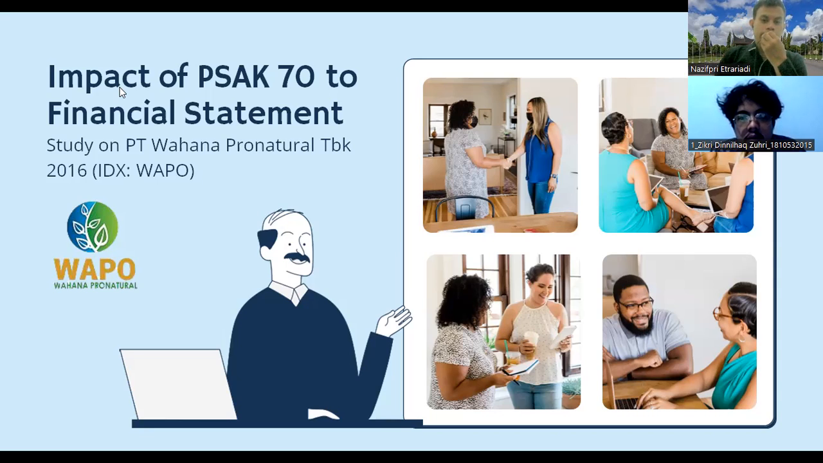On June 22, 2001, WAPO conducted an IPO or initial public offering in the Indonesian Stock Exchange, with a total of 200 million ordinary shares with a nominal value of 100 rupiah and with an offering price of 175 rupiah. The initial public offering was also accompanied by an issuance of 50 million series 1 warrants. The warrants have an exercise period of 3 years and can be exercised from December 21, 2001 to June 21, 2004.